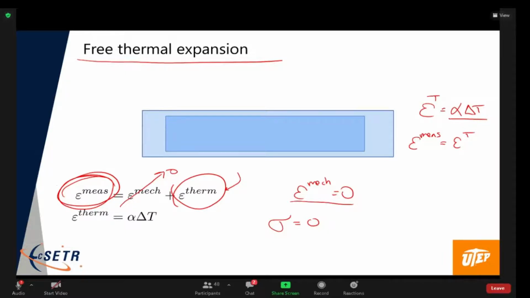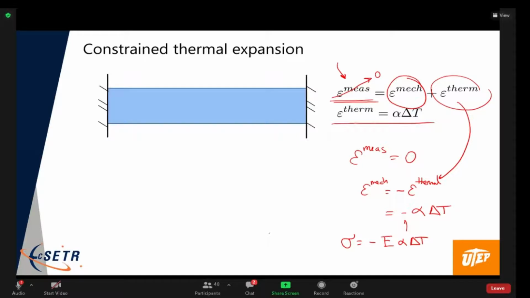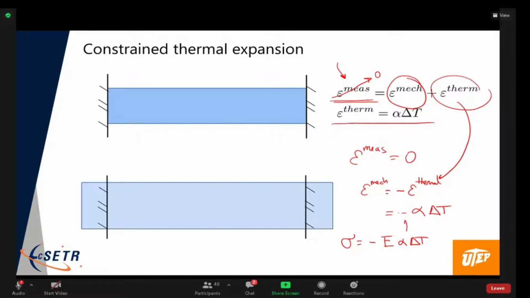In that case, that means that the mechanical strain has to be 0. So if the mechanical strain is 0, then the stress is 0, right? Because only the mechanical strain gives you the stress. Yes. Okay, I get it. Whereas down here, when it's constrained, it's different. There is no measured strain. And the only way that can be is if the mechanical strain is the negative of the thermal strain, right? And so that's why, even though you heat it up and it wants to expand, the actual stress is a compressive stress, okay? Okay, thank you.